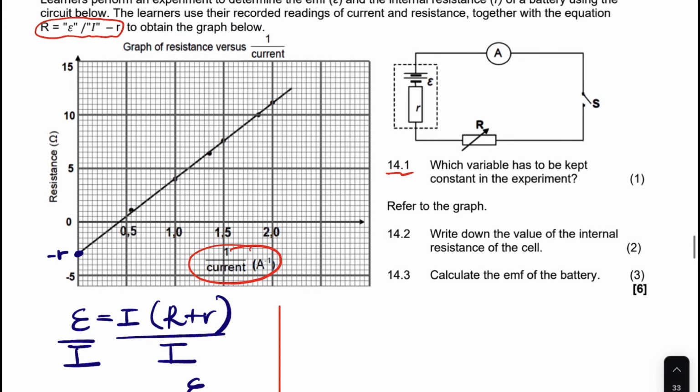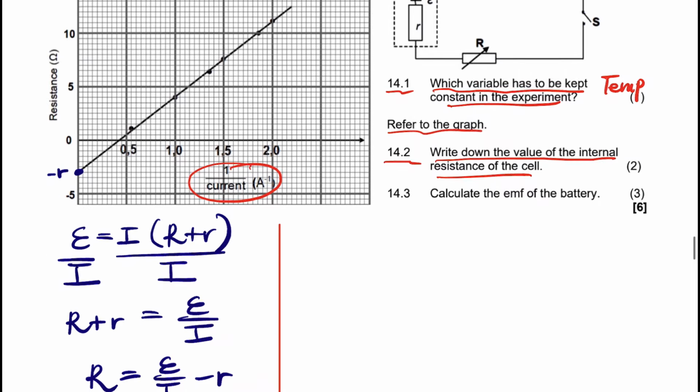It says in 14.1, which variable has to be kept constant in this experiment? It's obvious, it's the temperature, right? You write it in full. Refer to the graph. 14.2, it says write down the value of the internal resistance. As I've mentioned, guys, this value here where your graph cuts is the internal resistance.